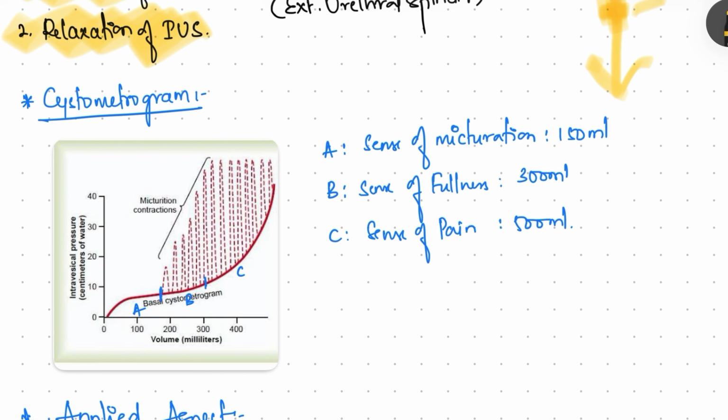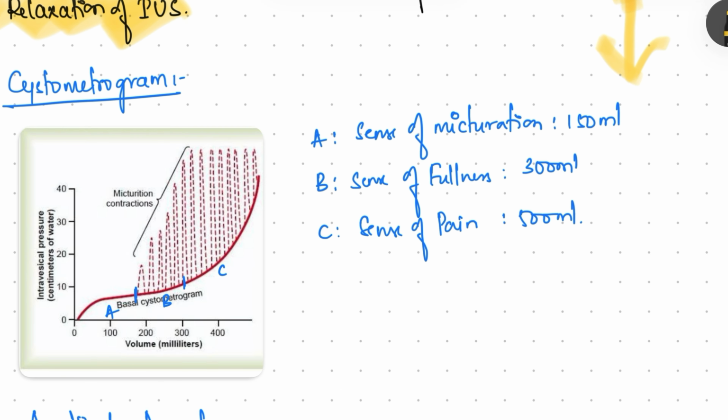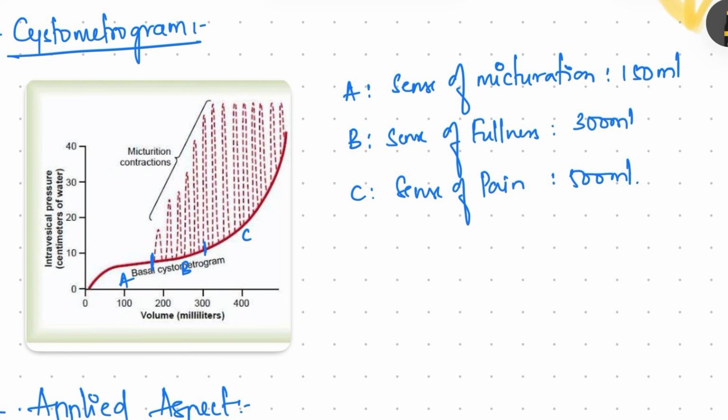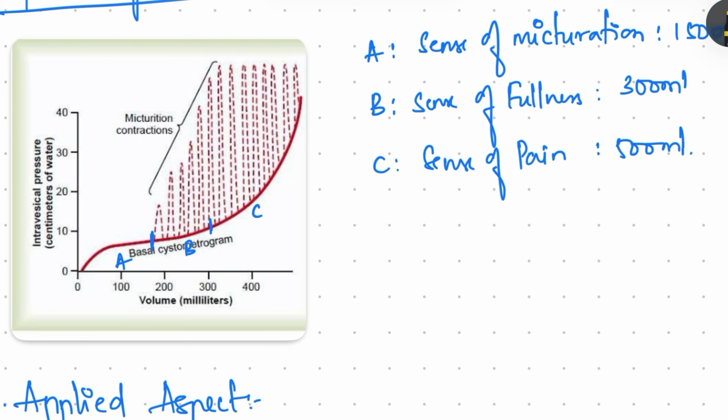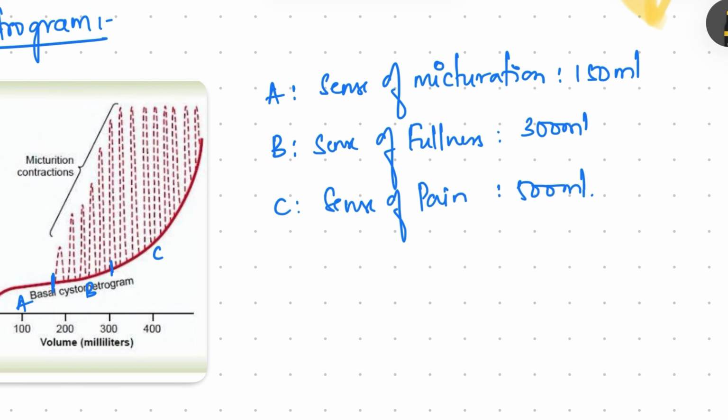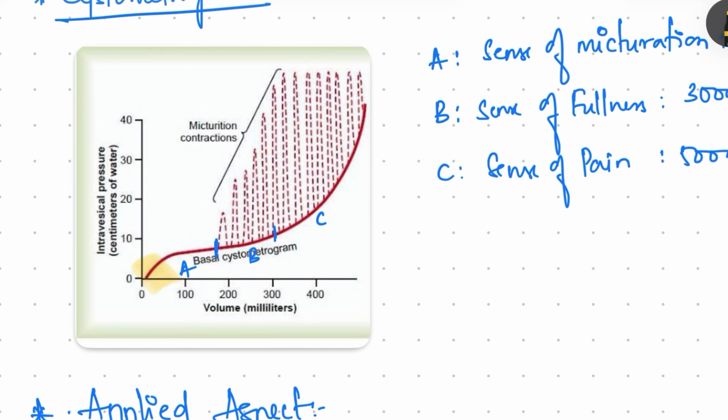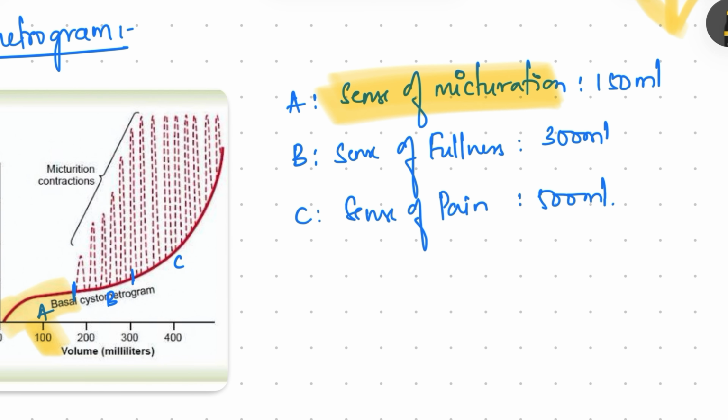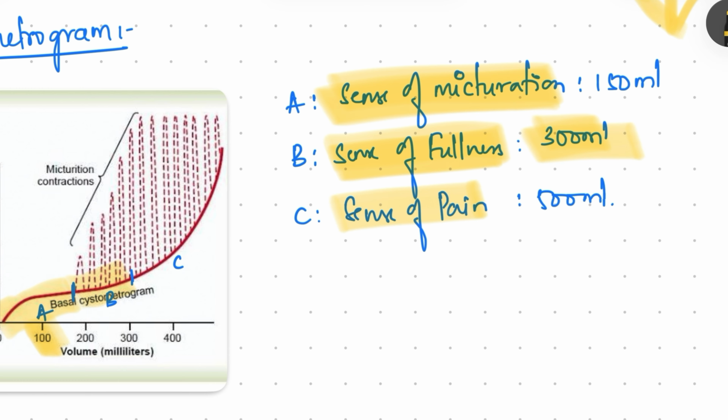Then coming to cystometrogram, you have to remember 3 points here, nothing more. Even for the first year, just remember this graph, draw it however you want. You need to mention these 3 points. From 0 to 150, it is A, where sense of micturition will be felt. Then B to C, sense of fullness will be felt. It's 300 ml. Sense of pain will be felt above the B. It will be around 500 ml.